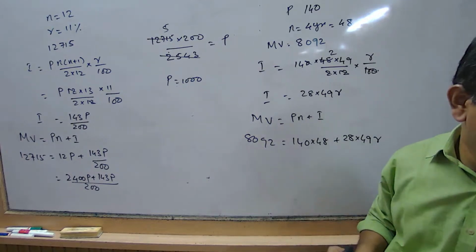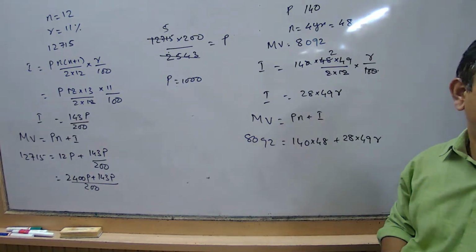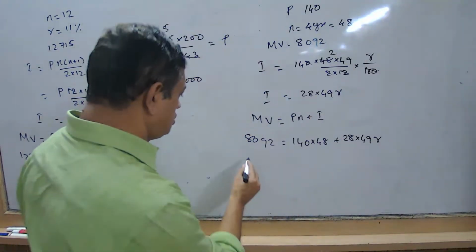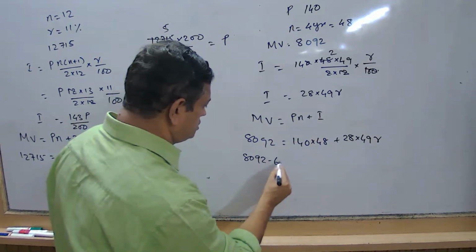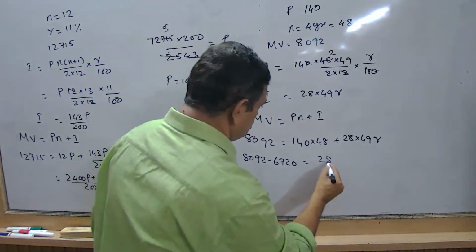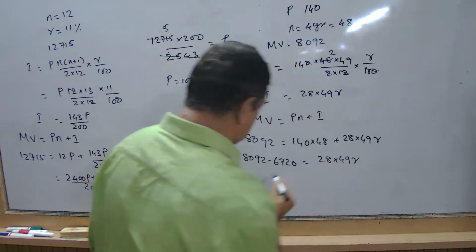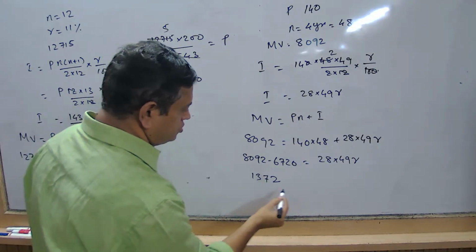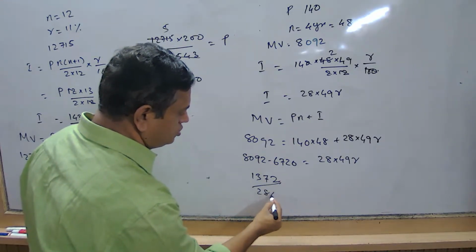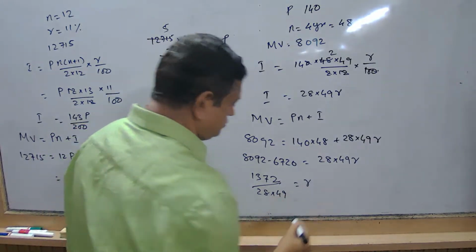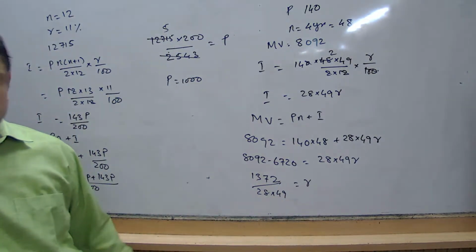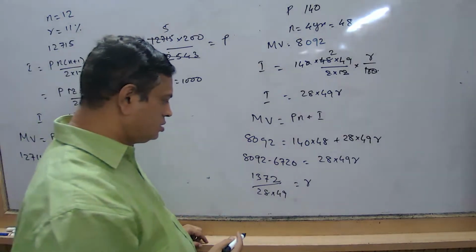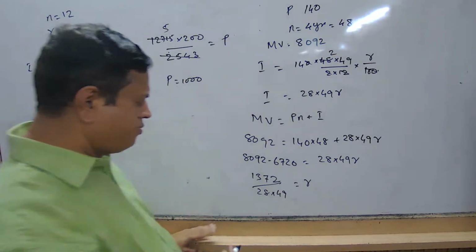Got it? Should I calculate? What is 140 into 48? 6720. 6720. 8092 minus 6720 is equal to 28 into 49 R. No need of multiplying. Subtract. What will you get? 1372 is equal to 28 into 49 R, divided by 28 into 49 is equal to what? 10%. 13,720, na? 1372.